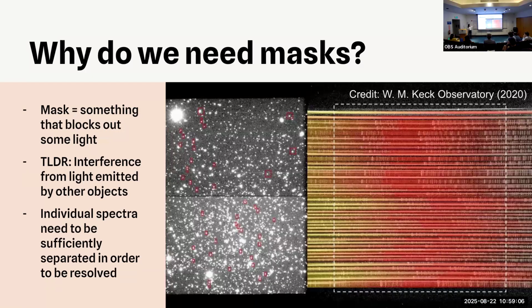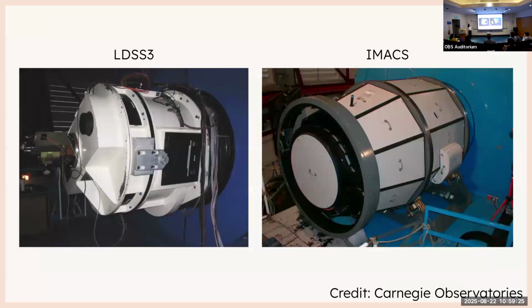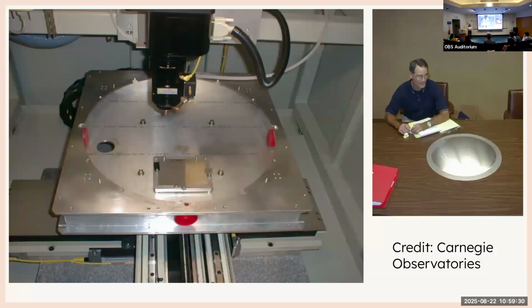Now, you can see here, taken to its extreme, you can have a really crowded light field and really efficiently reduce it down to just a handful of spectra. There are a lot of ways to create a mask. However, for the scope of this project, we're limiting it to multi-slit spectrographs, which Carnegie has two of, LDSS3 and IMACS. Multi-slit spectrographs use something called a slit mask, which is essentially just a circular sheet of metal with a bunch of rectangular slits cut into it using a laser cutter.